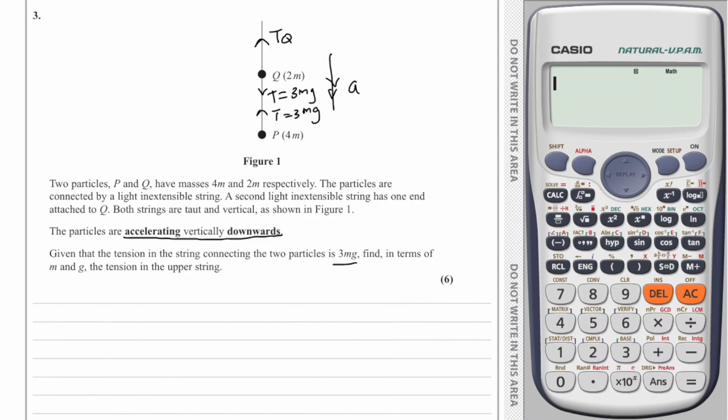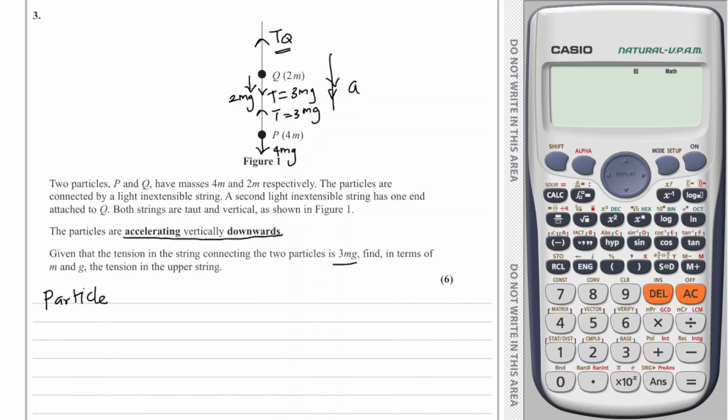Now, Q has mass 2m, so a weight force acts at the point Q, that is 2mg, and the weight at P is 4mg. So these are all the forces acting on the objects. Now we are going to calculate the tension in the upper string in terms of m and g. To do that I need the A value first, then only can I calculate TQ. So I am going to take the P particle separately to calculate the A value.